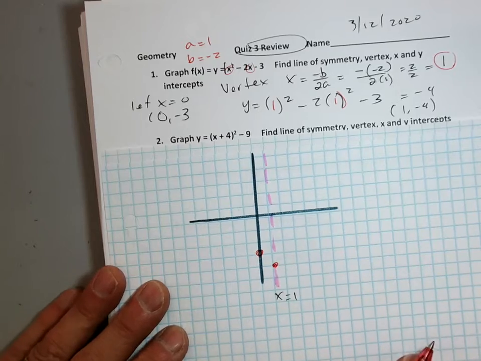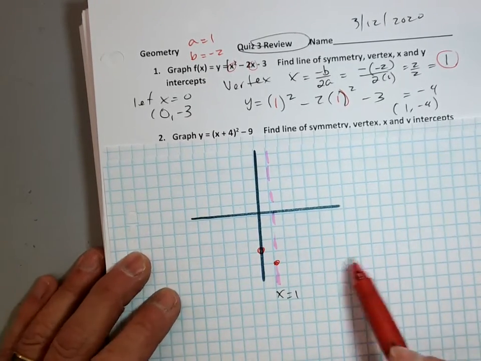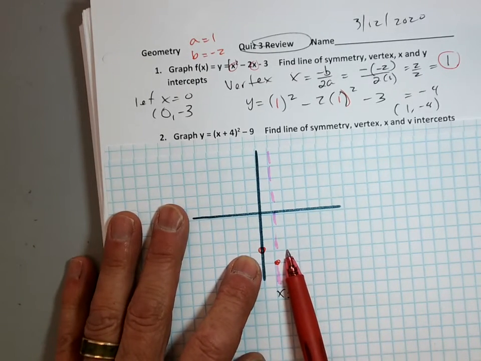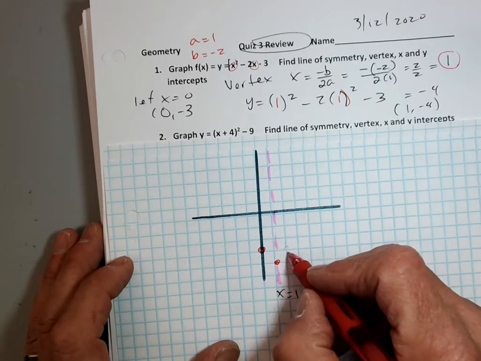Okay, I've got a third point because of symmetry. So if I've got a point here, I've got to have a point where my pin is, right there. Because of symmetry, I have to have a point right there.